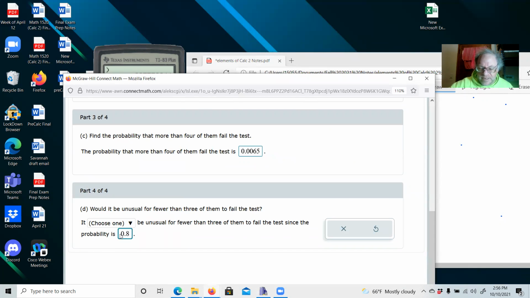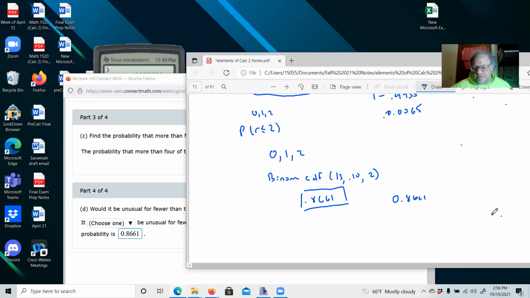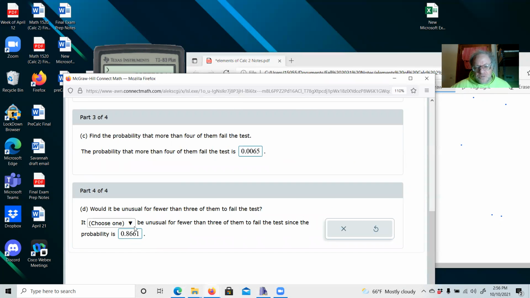So it's 0.8661. Is it unusual? No, it would not be unusual for fewer than 3 to fail the test, because the probability of failing the test for 3 or fewer is pretty high.